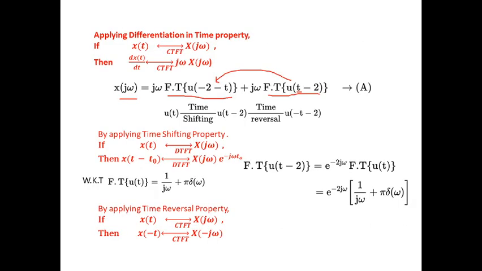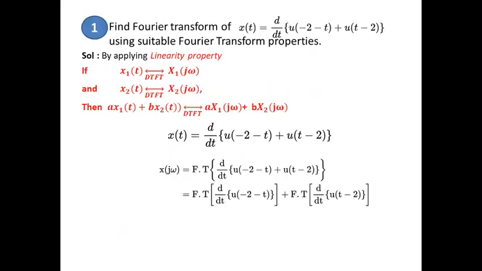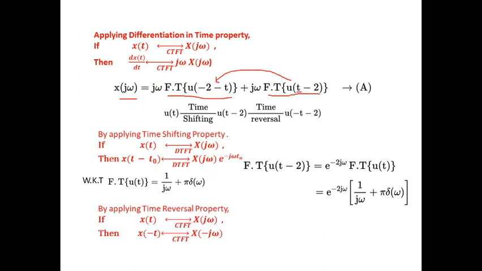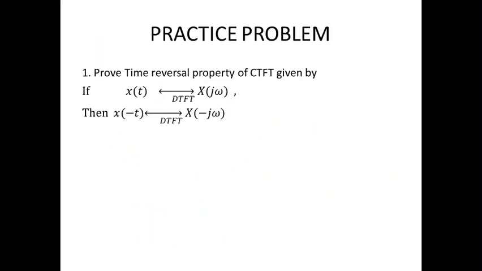The illustration here is that it is just like peeling off an onion, right? You have to try to arrive at the answer by applying properties accordingly. Looking at the question itself, first you have to determine which properties have to be applied, and you have to apply them carefully so that you arrive at the answer. The practice problem given for today is the time reversal property. We have seen the proofs of many properties, so you can try the time reversal property. It is a very simple proof.